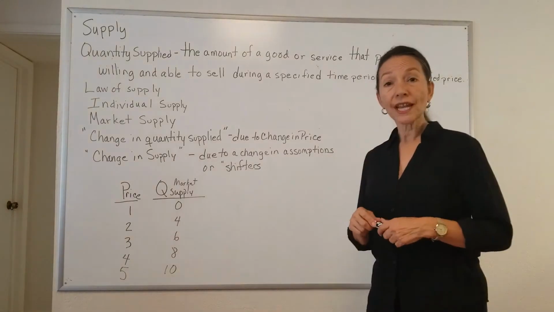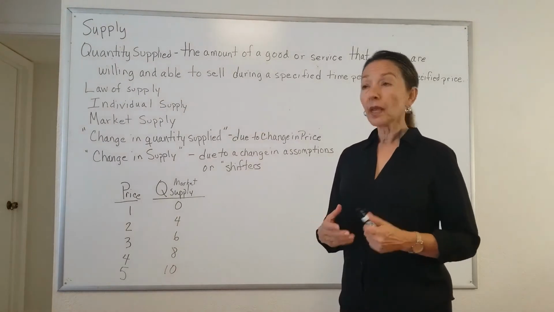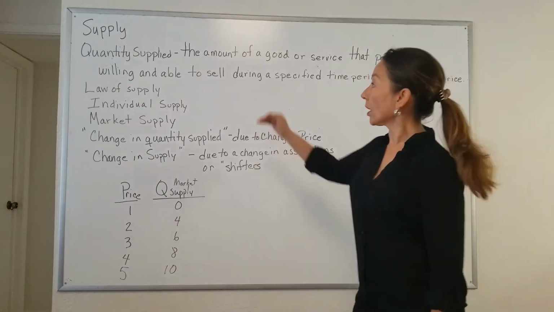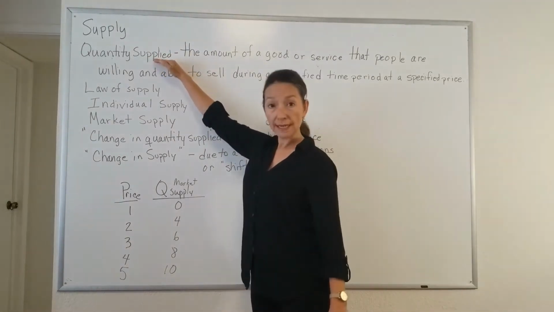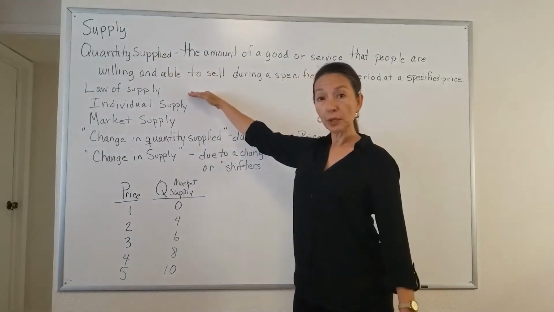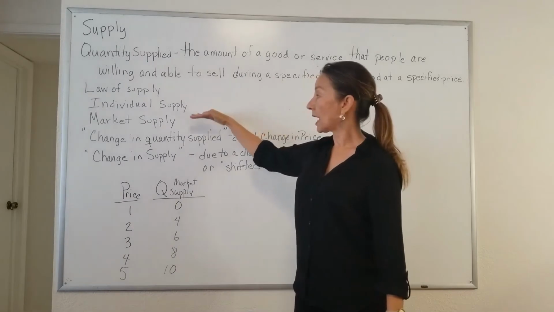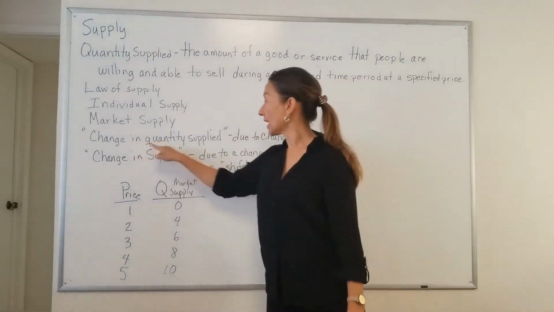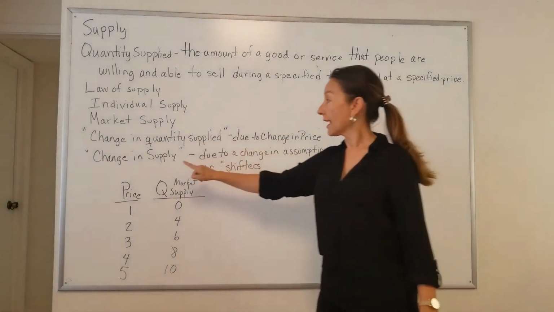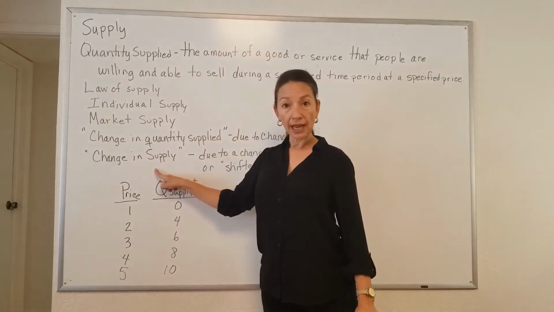Turn our attention now to supply. So the areas that we're going to be covering are: what is supply, what is the quantity supplied, the law of supply, individual supply, market supply, and the difference between a change in quantity supplied and a change in supply.